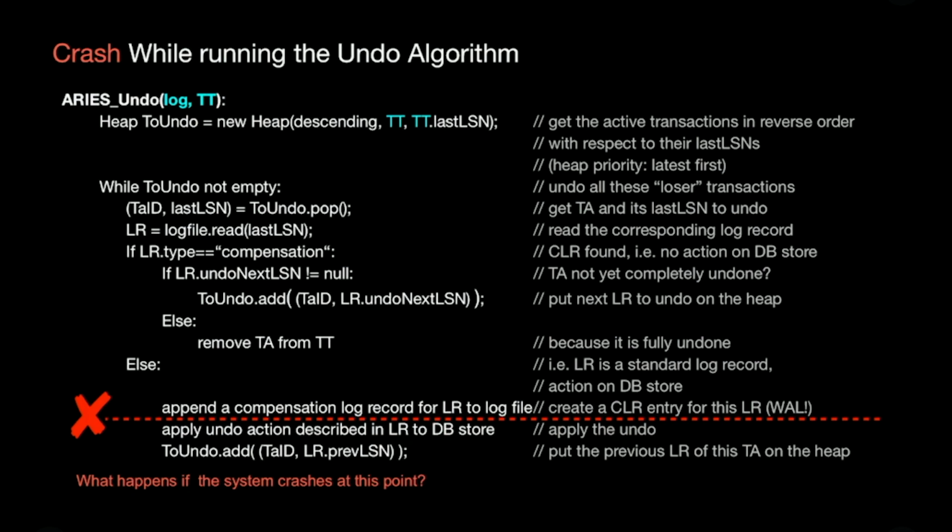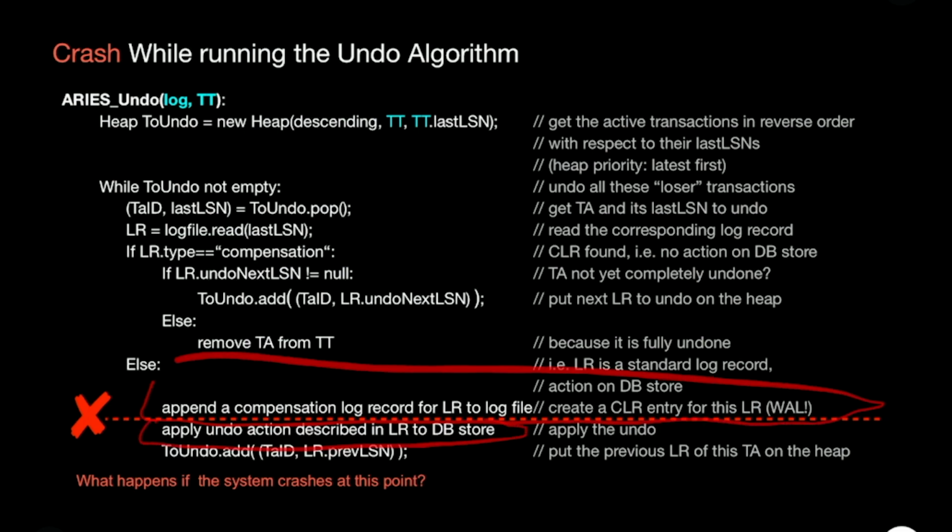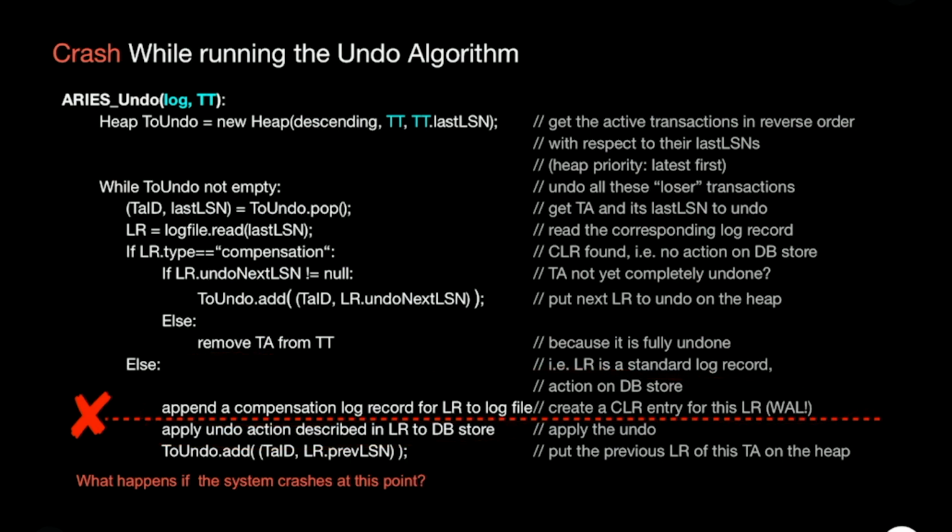So think about what happens if the system crashes at this point in time, as marked with the red line. So basically, you appended a compensation log record to the log file, but you didn't apply the undo action described in the log record to the database store. So what does it mean? You explain to me.